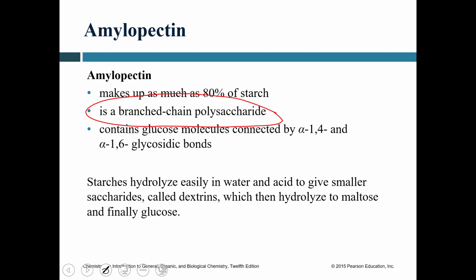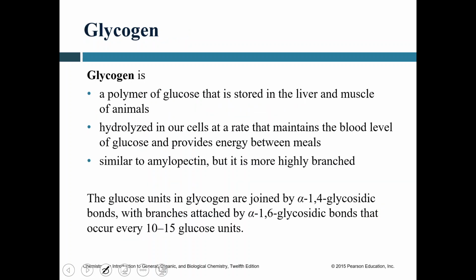Starches, amylose and amylopectin, are easily hydrolyzed in water and acid, which results in the production of smaller saccharides called dextrins. And dextrins can then be hydrolyzed further to maltose and finally glucose. Glycogen. It is a polymer of glucose that allows us to store glucose in the liver and in the muscle cells. Glycogen is hydrolyzed in our cells at the rate that allows us to maintain the proper blood level of glucose and allows us to have an energy supply between meals.